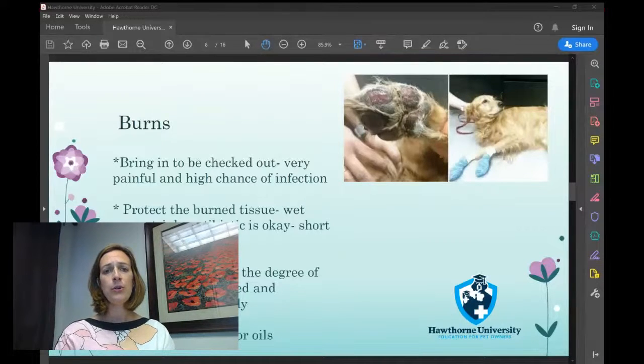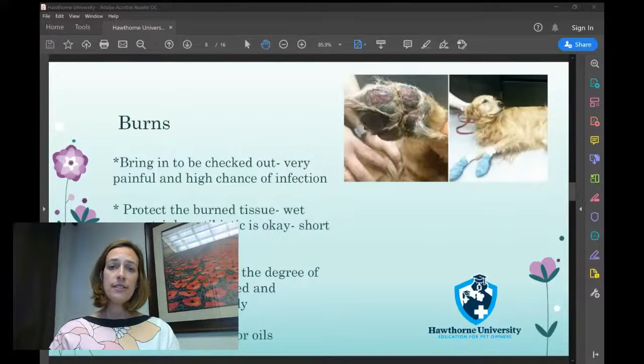I ask that you don't use remedies such as butter or oils. Those are not going to be protective to the skin. They're just going to create more of a mess that I have to clean off, and they prevent us from getting to the root of the source and trying to get that taken care of.